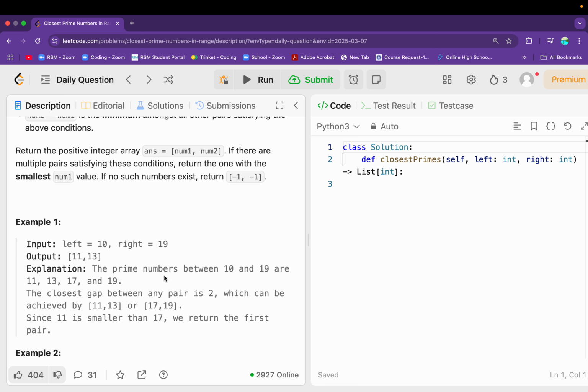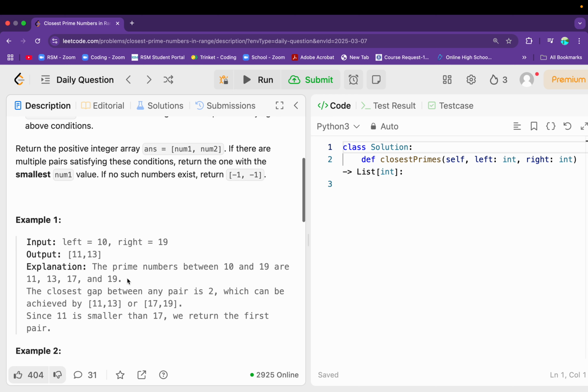Technically, if we want to address all of the prime numbers in the range from 10 to 19, that would be 11, 13, 17, and 19, right? It would be 10 to 19 inclusive, by the way, and between all of these prime numbers in the range, the closest gap, or the minimum difference between any two adjacent values, is of course 11 and 13, right? That's going to be 2, and so that's going to be basically our output.